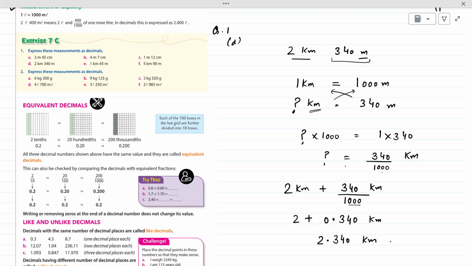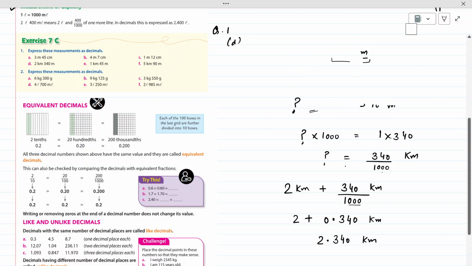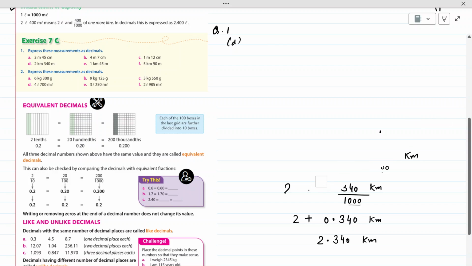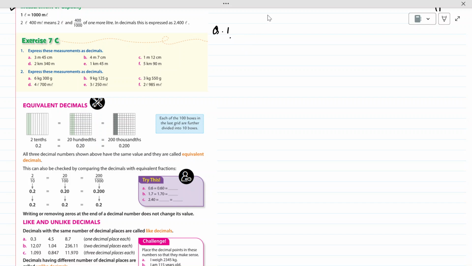Okay, so easy. You just have to do this conversion, and once it is done, just simply put the values and add the given values. Okay, and always mention the units. So we have done question A, D.